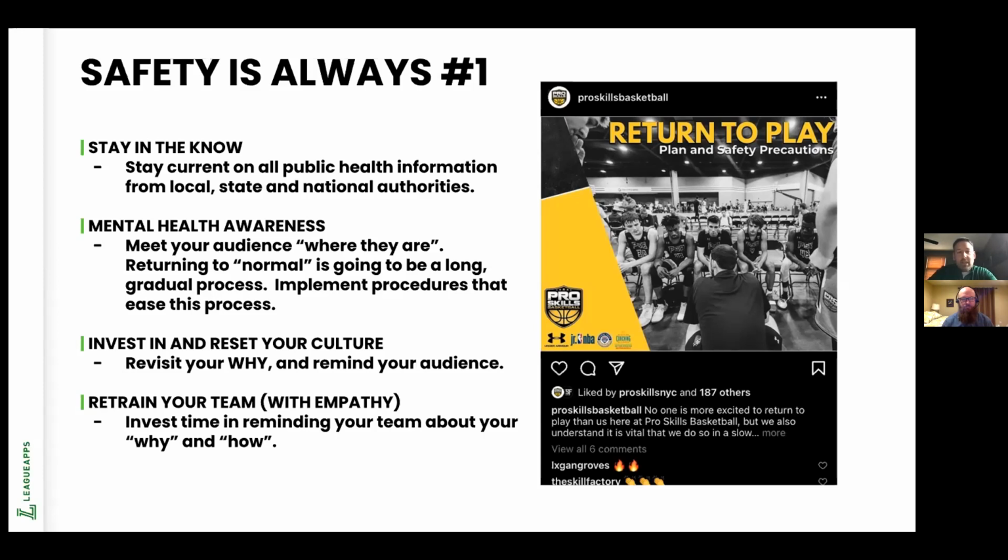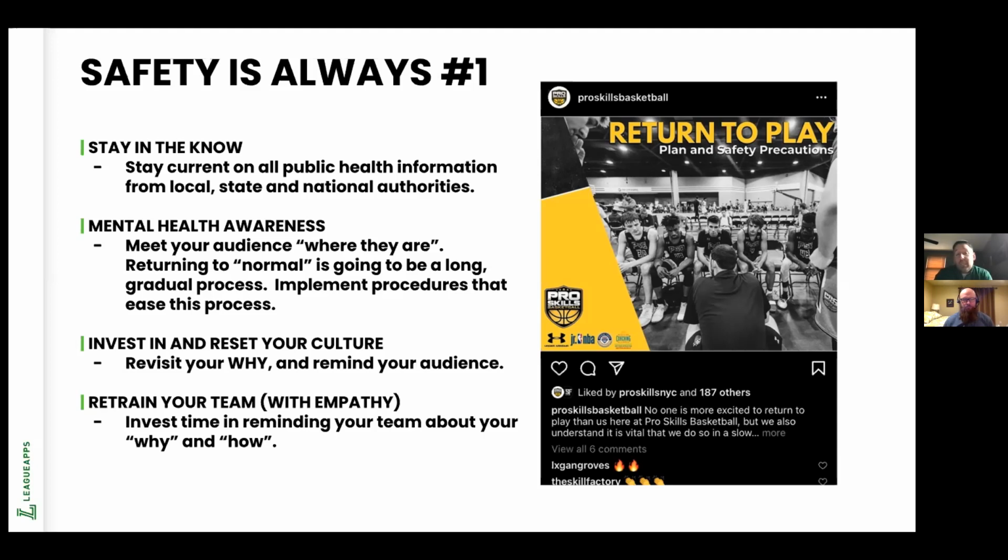Secondly, that kind of addresses the physical health piece, but I think there's also a really important awareness that we need to have, and that is mental health awareness. Especially after a year away, especially after a lot of developing information, there is a lot of anxiety. There is a lot of uncertainty in our own minds. And so we need to be prepared to meet our audience, our membership, where they are. Returning to normal is not going to be like a light switch. It's not going to be, okay, leagues are open, we're ready to go. It's going to be a long, gradual process. And so we need to go on that journey with our participants.